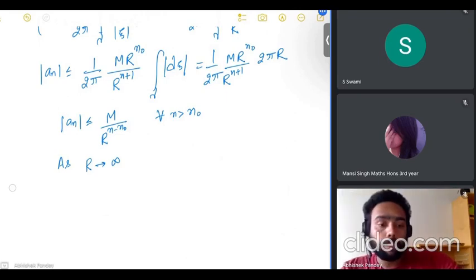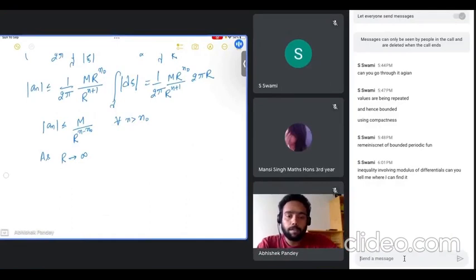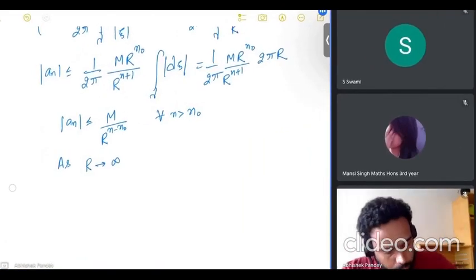Yeah, there's a good book by Bruce P. Palka, Complex Function Theory. You can find this integral over gamma of mod dz, or integral over gamma of f(z) mod dz. Okay. So as r tends to infinity, this RHS tends to 0.